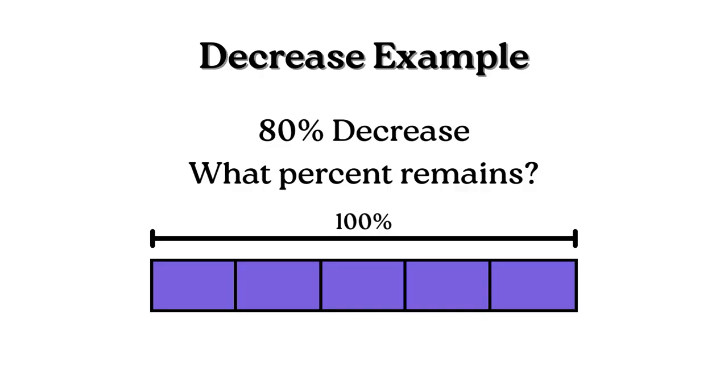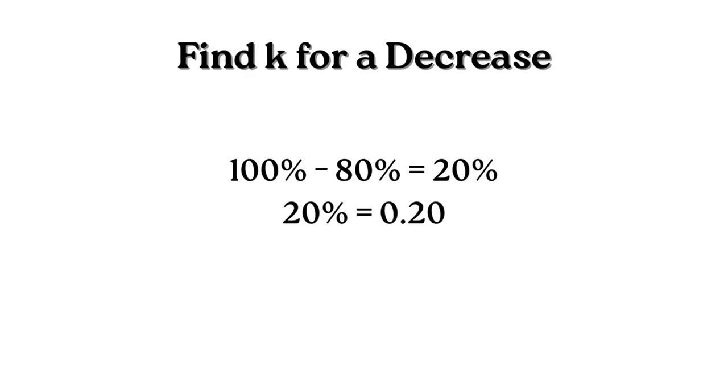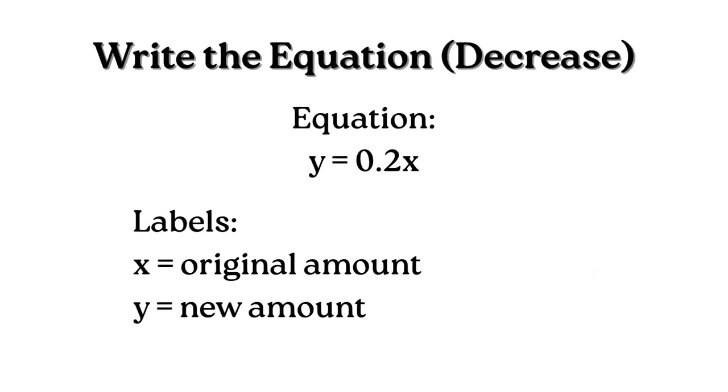Let's look at a decrease. An 80% decrease does not mean we multiply by 0.8. Instead, we need to find what percent of the original amount remains. If something decreases by 80%, that means 20% remains. As a decimal, 20% is 0.20. That value is our multiplier, or k. Now we write the equation. The new amount y equals 0.2 times the original amount x. So the equation is y equals 0.2x.